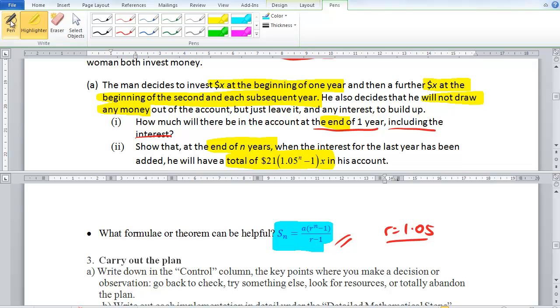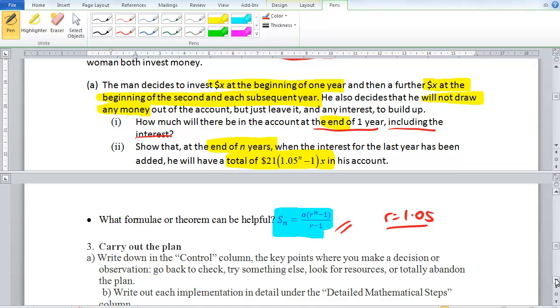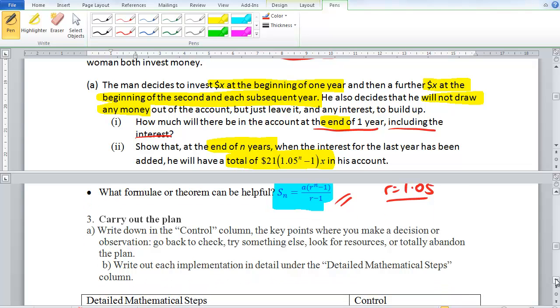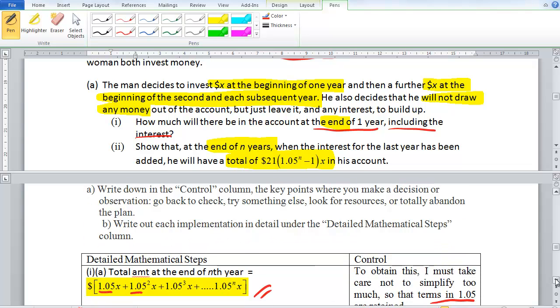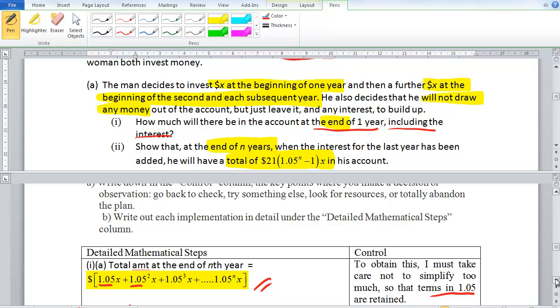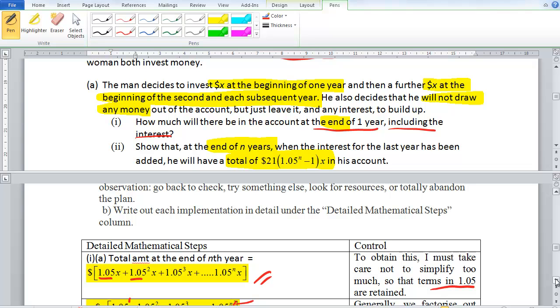Next, we carry out the plan, because since I've already devised the plan to use this sum of a GP formula, we carry out the plan to execute it. Now when we are carrying out the plan, we need to be very careful of our control skills, meaning how we decide to do certain mathematical steps, such as when to factorize, when to expand, and so on, with lots of observation in the midst of it.